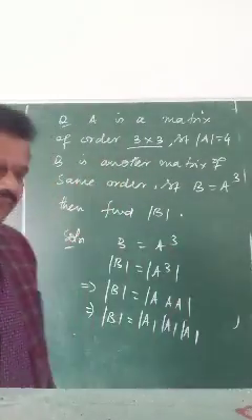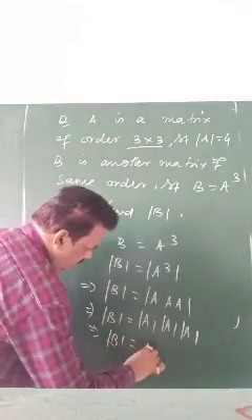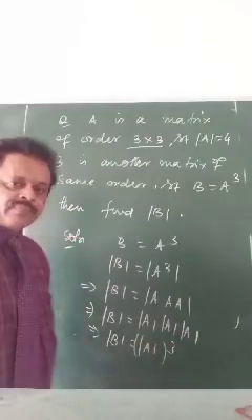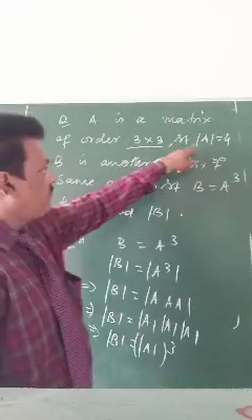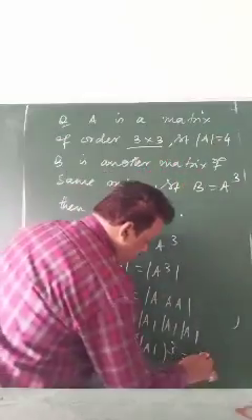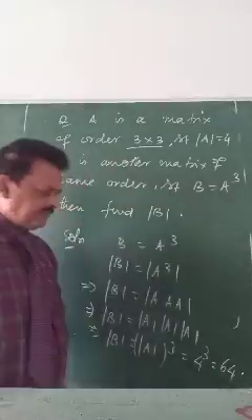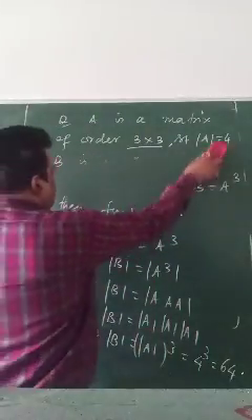Okay, then what did you get? Determinant of B equals to determinant of A, 3 times. So what is determinant of A? 4. So 4 cube, 64. Okay. Let's take another question.